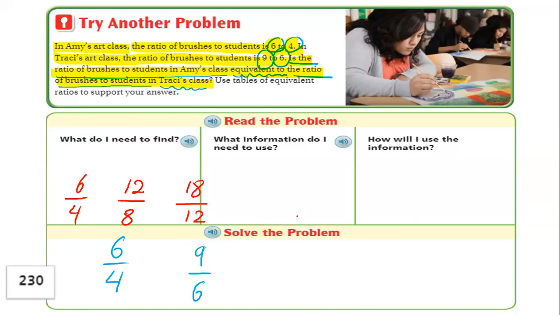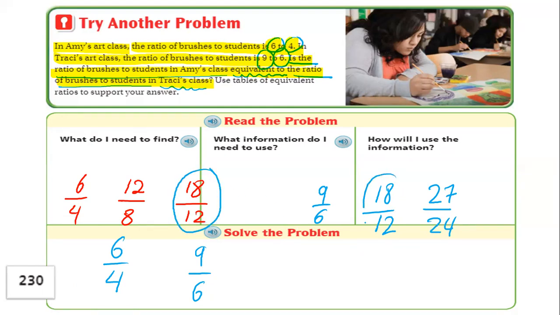This is the first table, for example. The second table: 9 and 6. Multiply by 2 equals 18 over 12. Multiply by 3, over 27. Oh, you see, you see equivalent or equal ratios here in the first table.